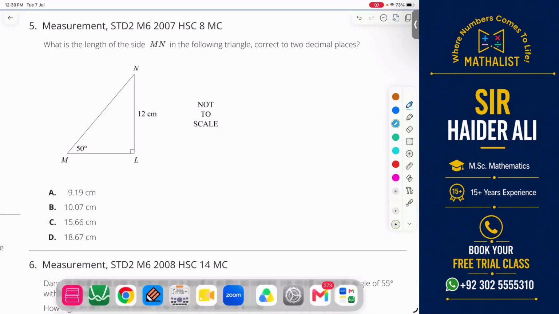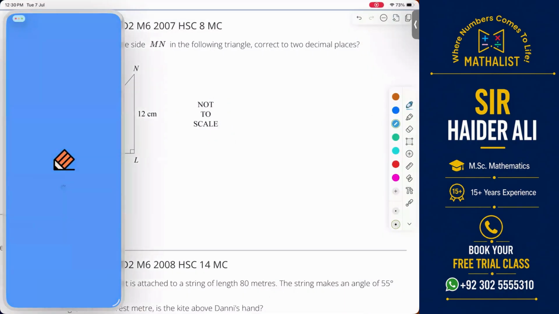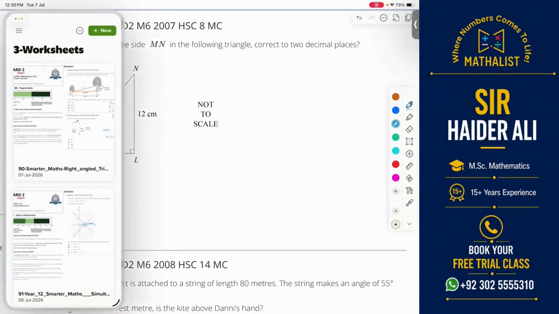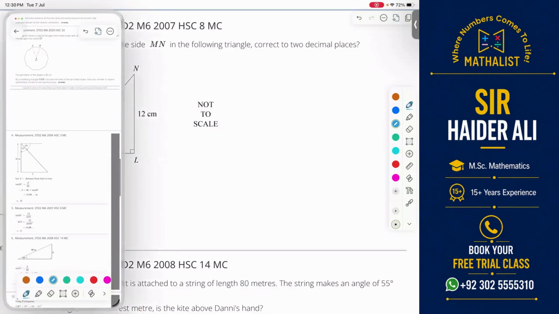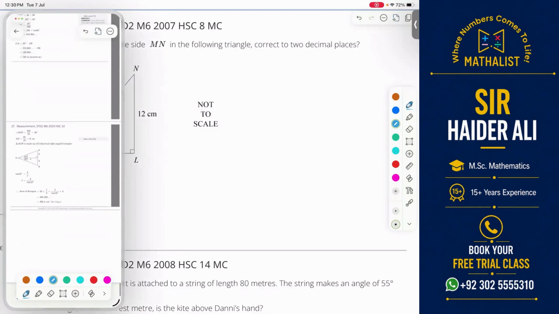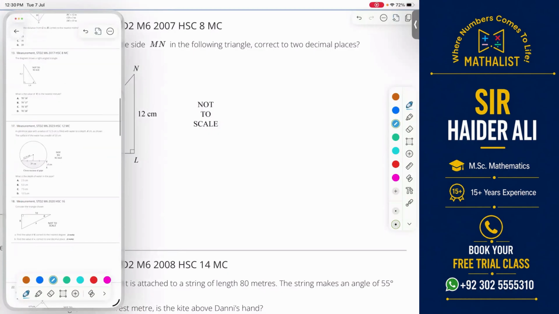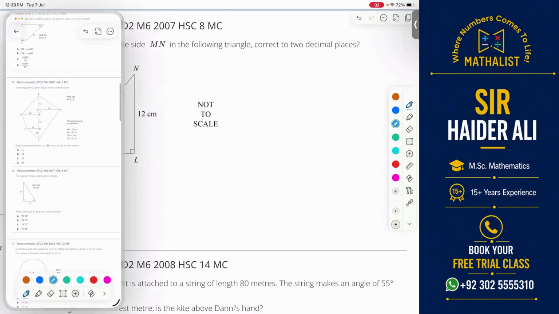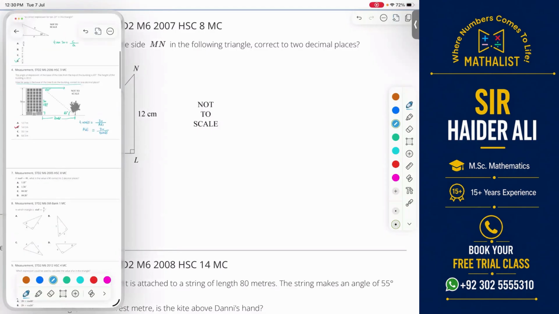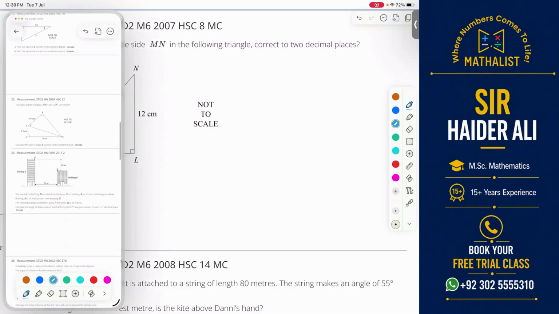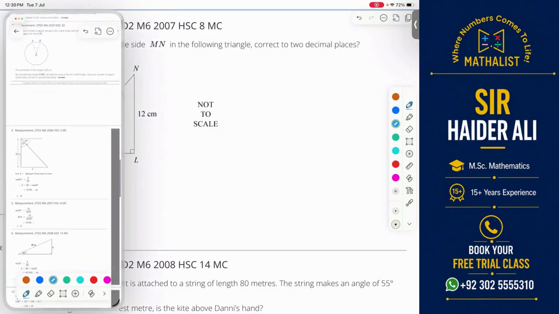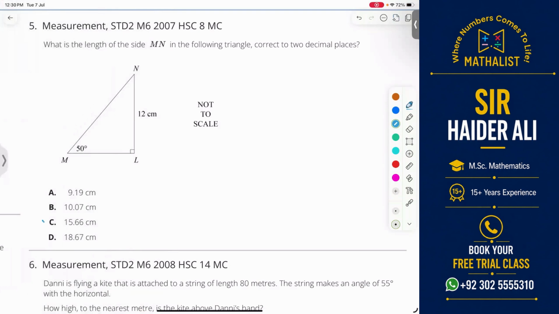I think I should open the answers also rather than do it myself. It's question number 5, right? Yeah. C option. Yes, accurate option. Very good. You did it accurately.